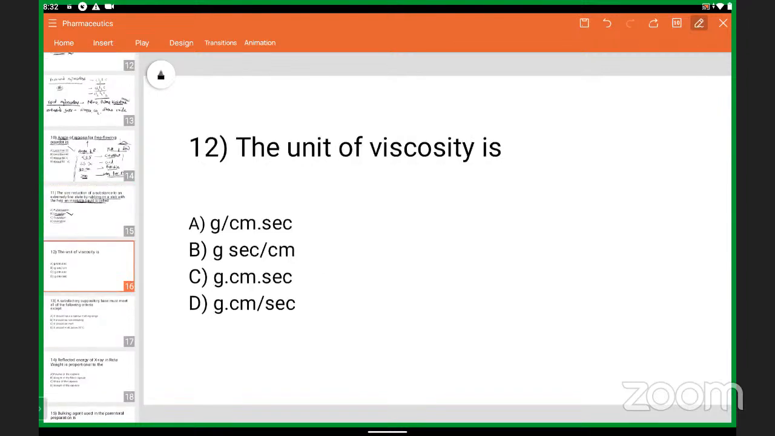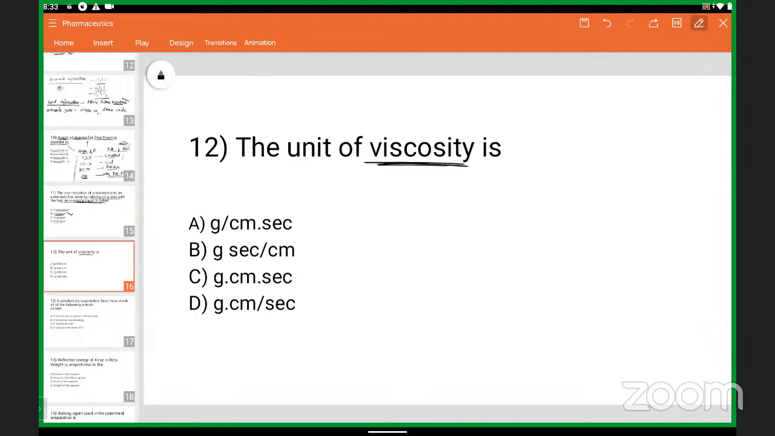That is, the unit of viscosity is. Okay, the question is from rheology: what is viscosity and what is the unit of viscosity. You see the options, it is gram per centimeter per second, and actually the options are not rightly provided in this question.